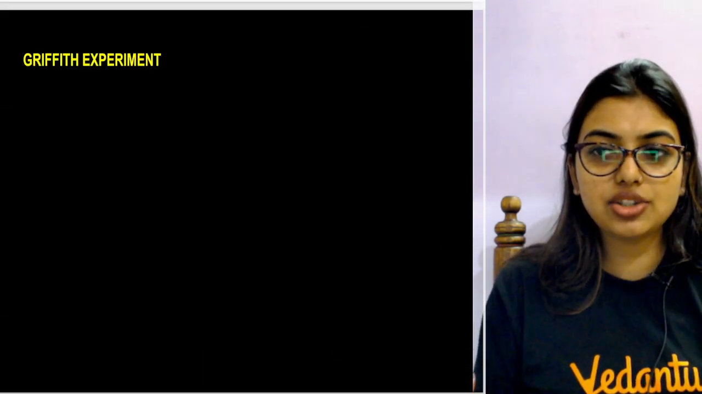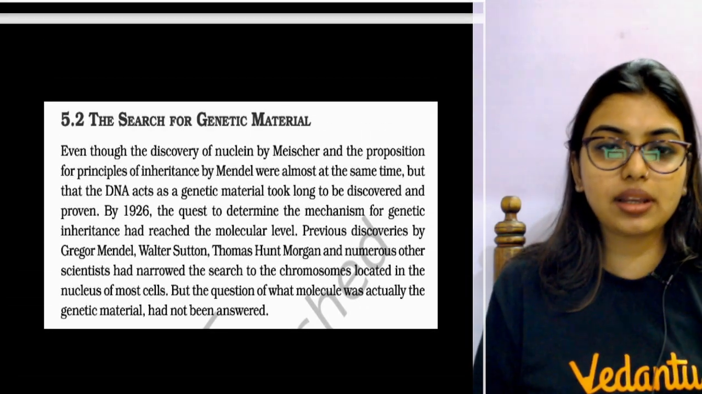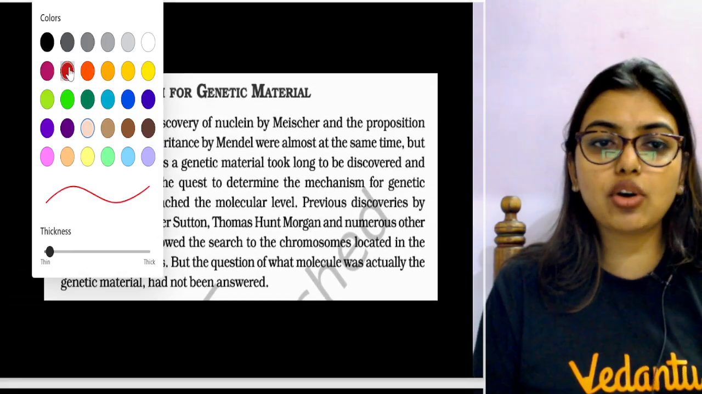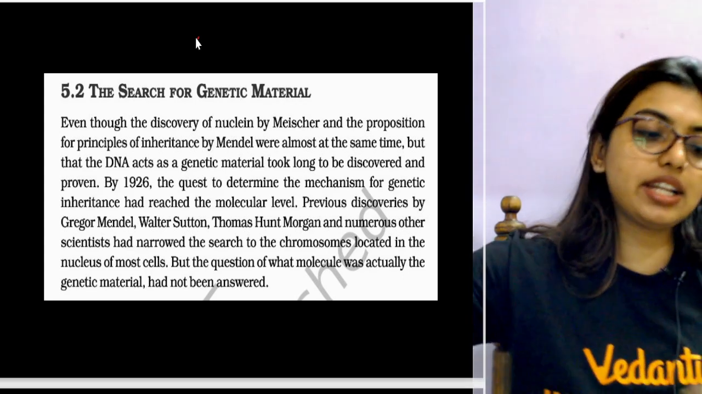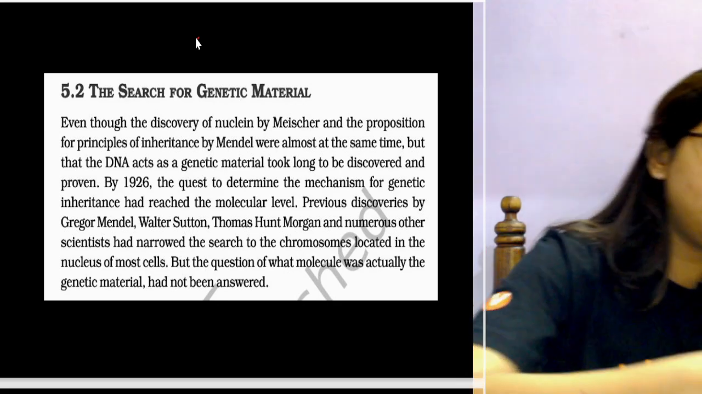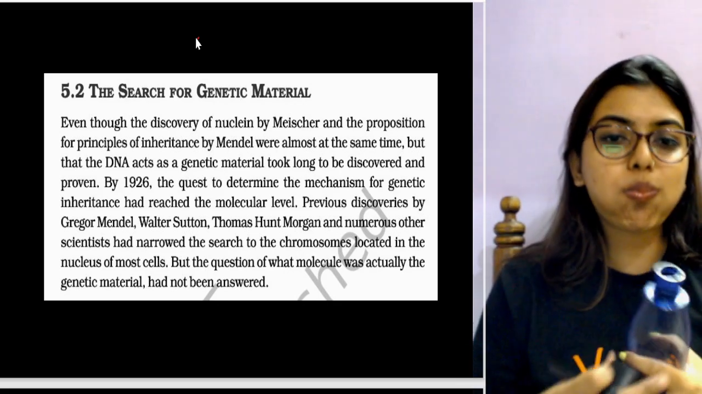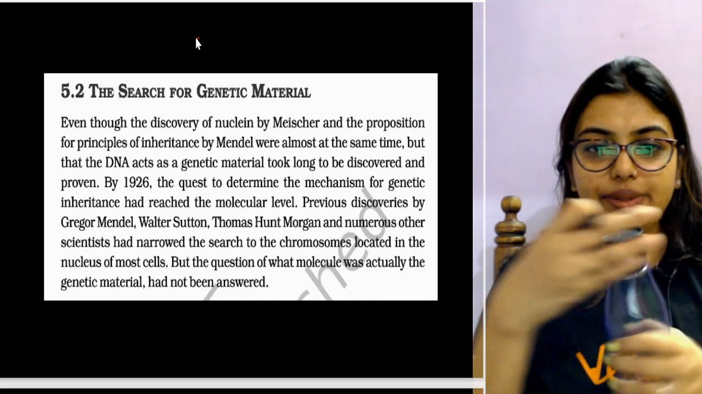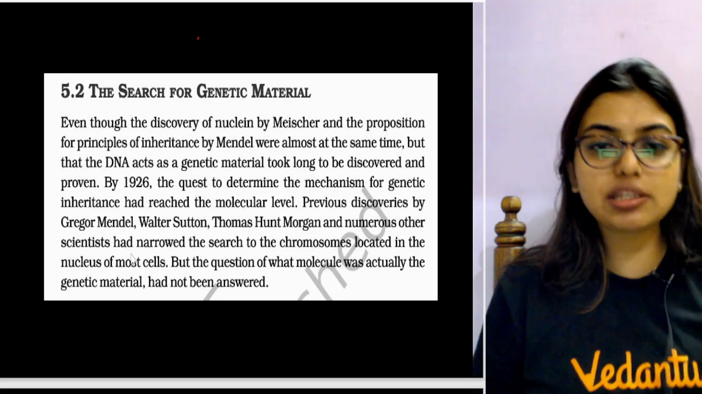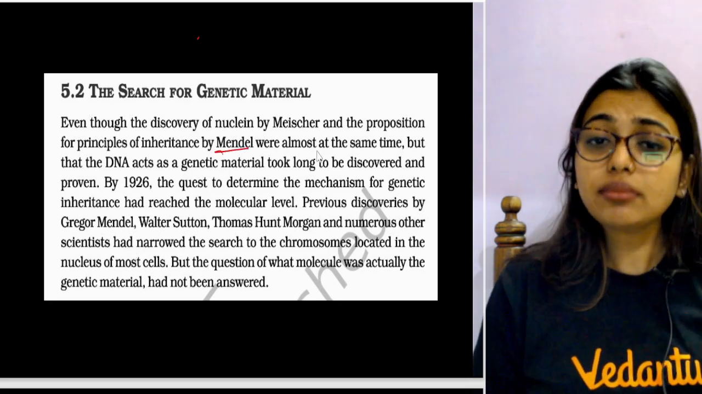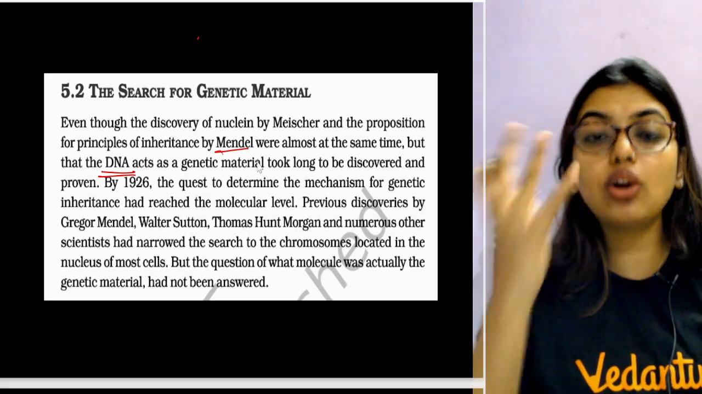Okay, DNA is the genetic material. So the search for genetic material kept on happening. So always remember that these are a chain of things. Why I'll tell you it's a chain of things is because even the discovery of nuclein by Miescher and the proposition of principles of inheritance by Mendel were almost at the same time, but that DNA as a genetic material took a long time to discover.